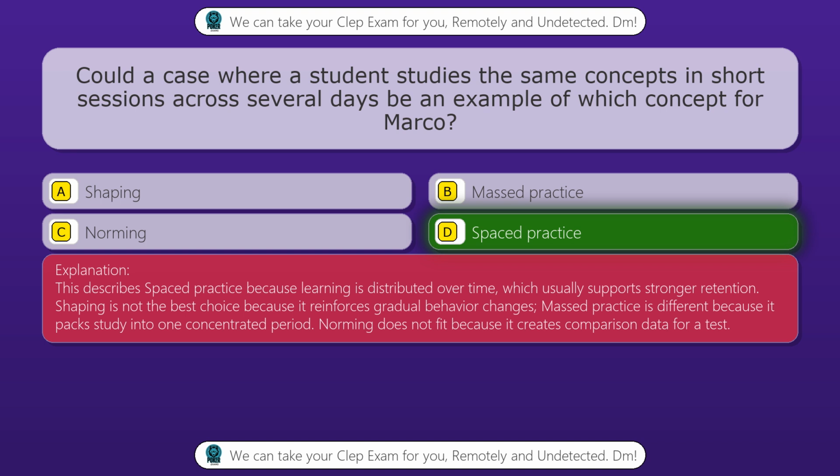Shaping is not the best choice because it reinforces gradual behavior changes. Massed practice is different because it packs study into one concentrated period. Norming does not fit because it creates comparison data for a test.